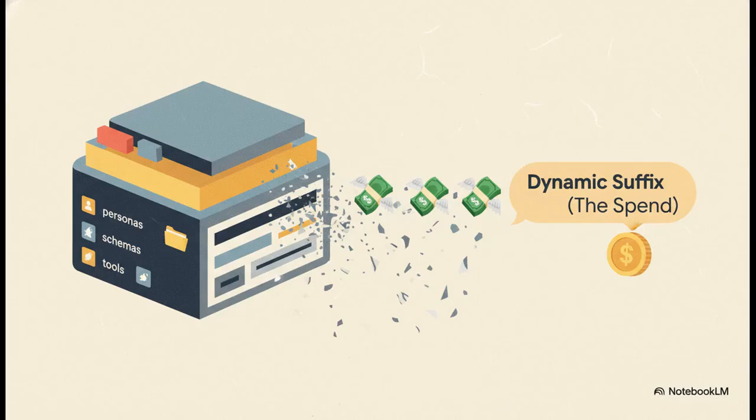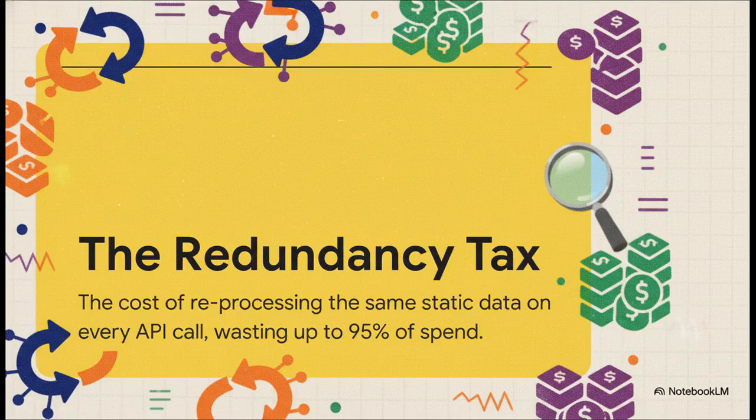And this slide just breaks down the anatomy of a prompt perfectly. On the left, you've got the static prefix. That's your asset, the huge, unchanging block of context. But on the right, you have the tiny little dynamic suffix. That's the user's unique query. Without a smart strategy, you are paying to reprocess that entire static asset every single time. And that's what we're officially calling the redundancy tax.